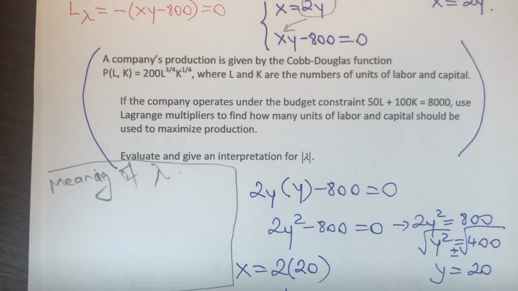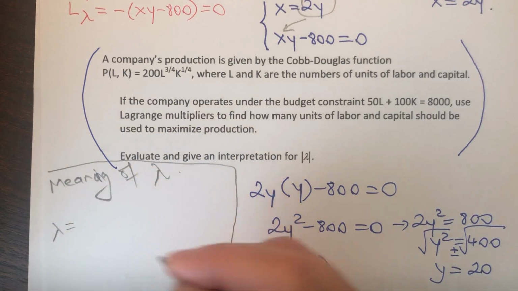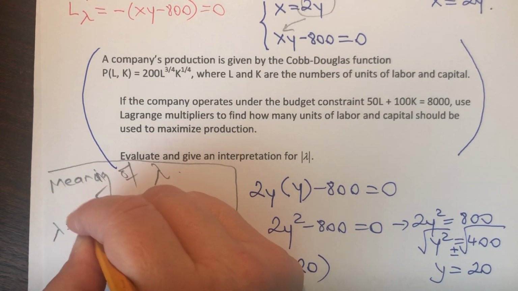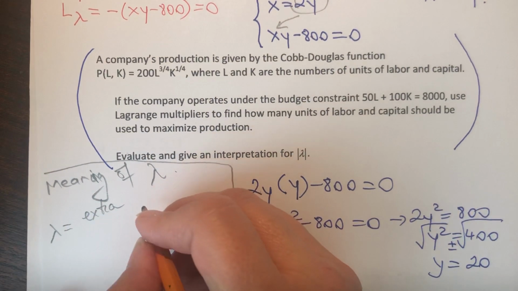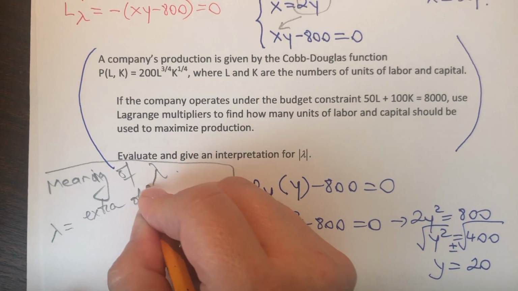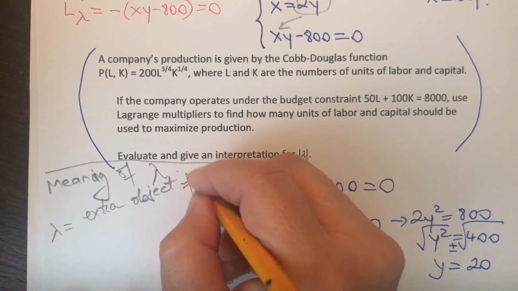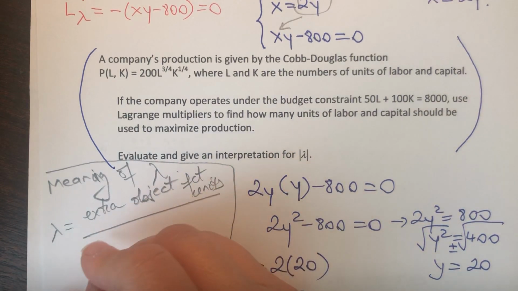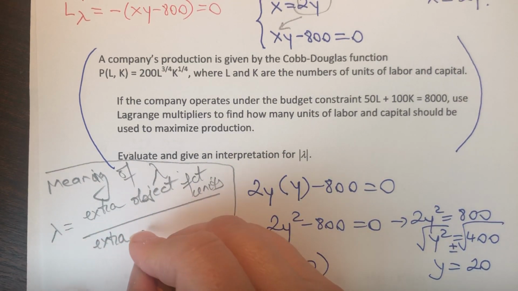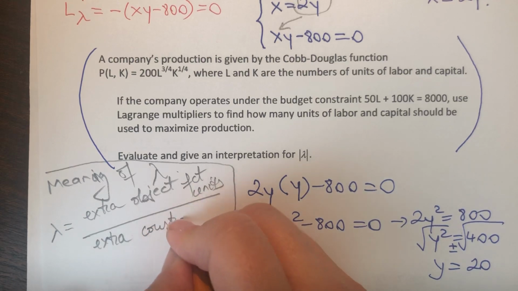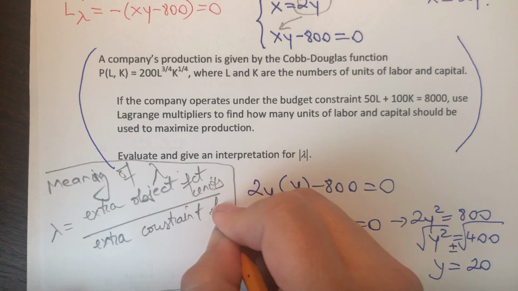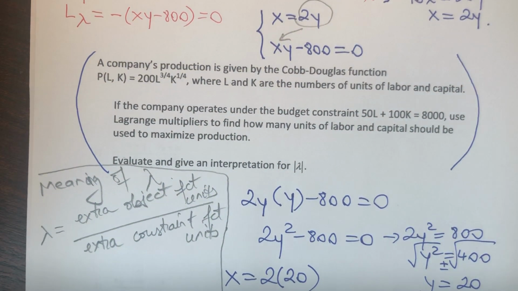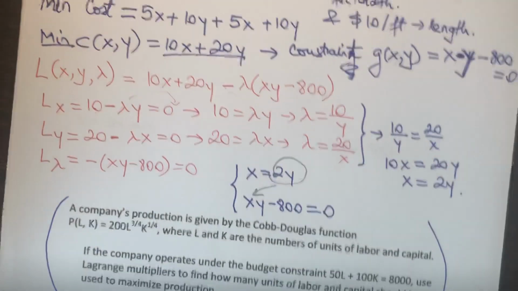The meaning of lambda is that it's the amount of extra objective function units with respect to any extra, I should say, constrained function units. Okay, so what does that mean? That simply means that what?